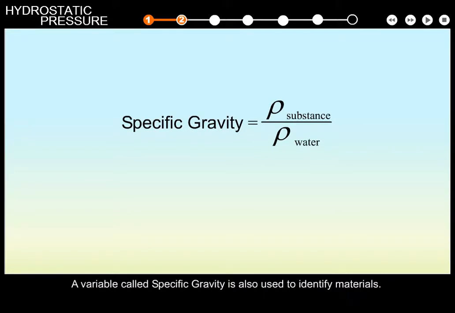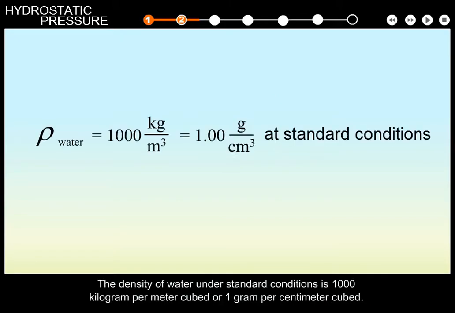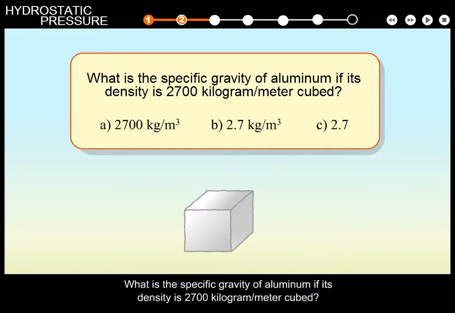A variable called specific gravity is also used to identify materials. The specific gravity of a material is a ratio of its density divided by the density of water at 4 degrees centigrade and 1 atmosphere of pressure. The density of water under standard conditions is 1,000 kilograms per meter cubed, or 1 gram per centimeter cubed. What is the specific gravity of aluminum if its density is 2,700 kilograms per meter cubed? Try again. Correct.